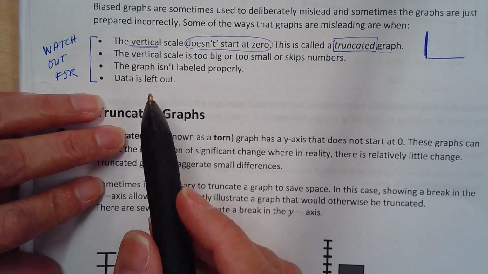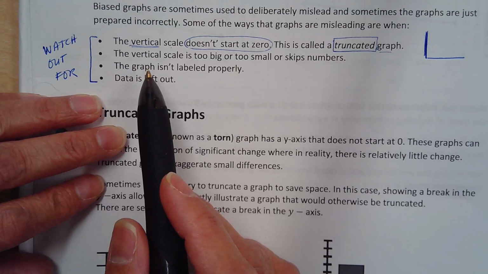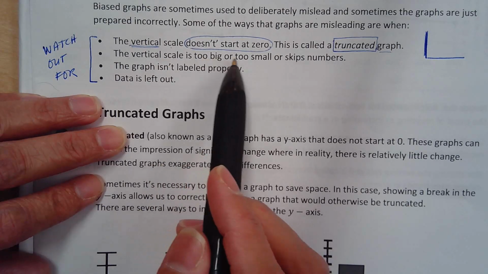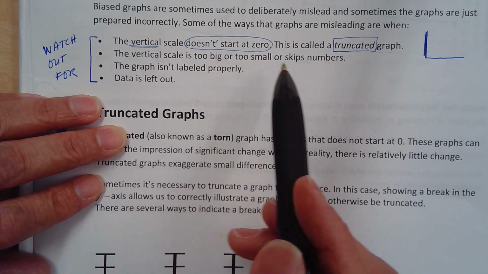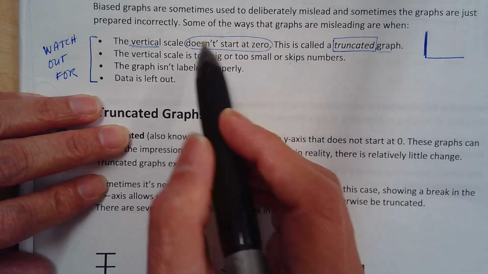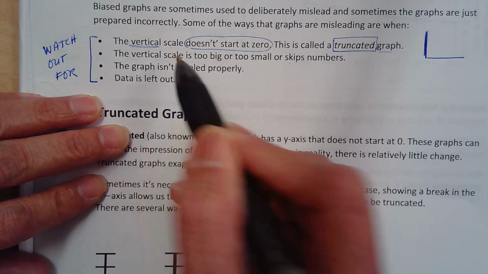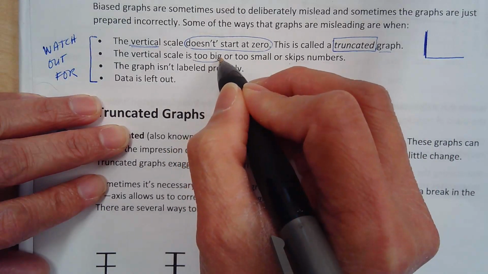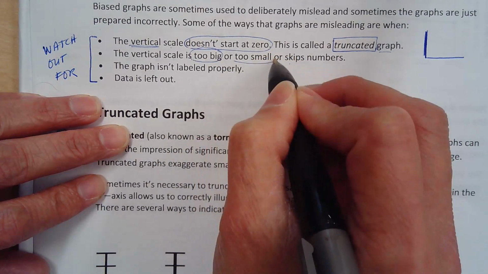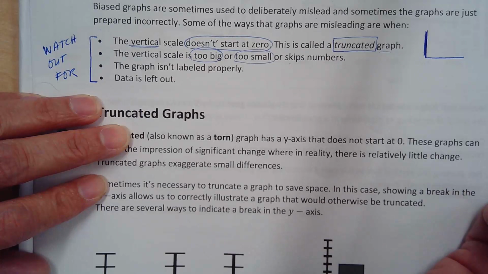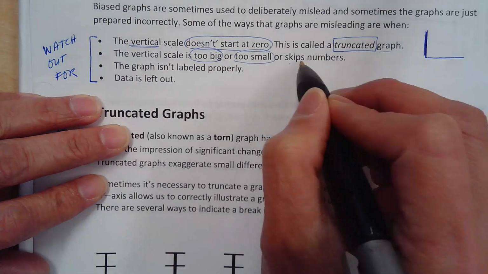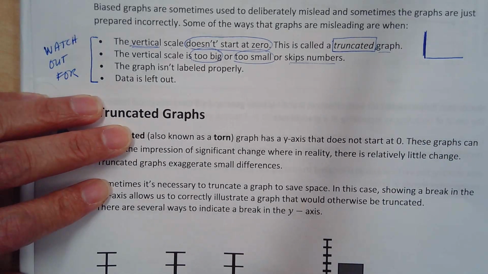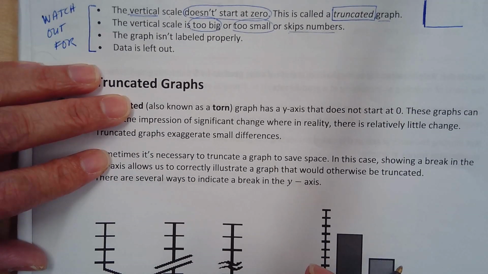The second one to look out for or watch out for is that the vertical scale is too big or too small, or it skips the numbers. So again, talking about the vertical axis, it's either too big or too small, or that they skip some numbers. Okay, we're going to talk about that in a second in more detail.